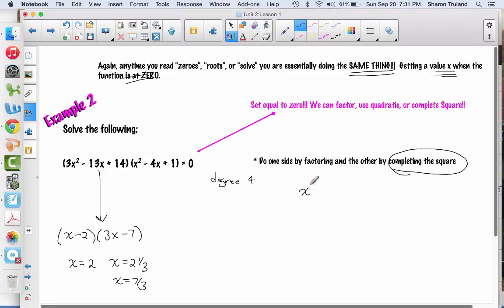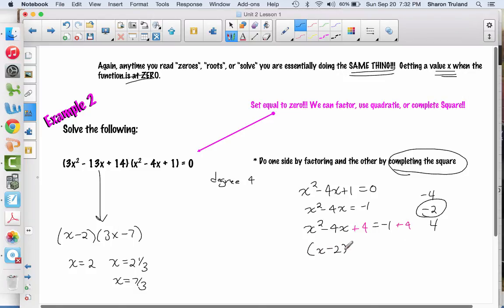I'm going to come over here, x squared minus 4x plus 1 equals 0. Move the constant over. Take your b value, take half of it, and square it. Add that number to both sides. Rewrite as a perfect square. Now we know that we just use that half value. And this is where it becomes very easy.